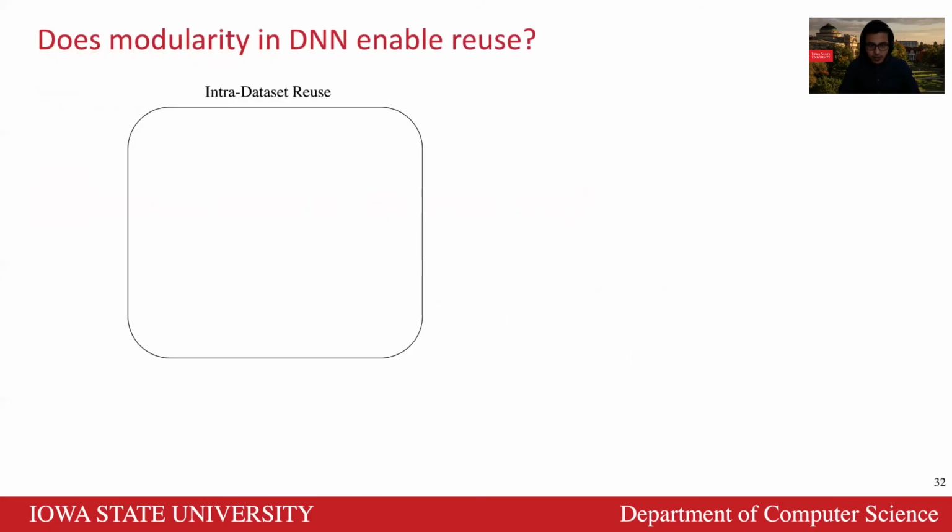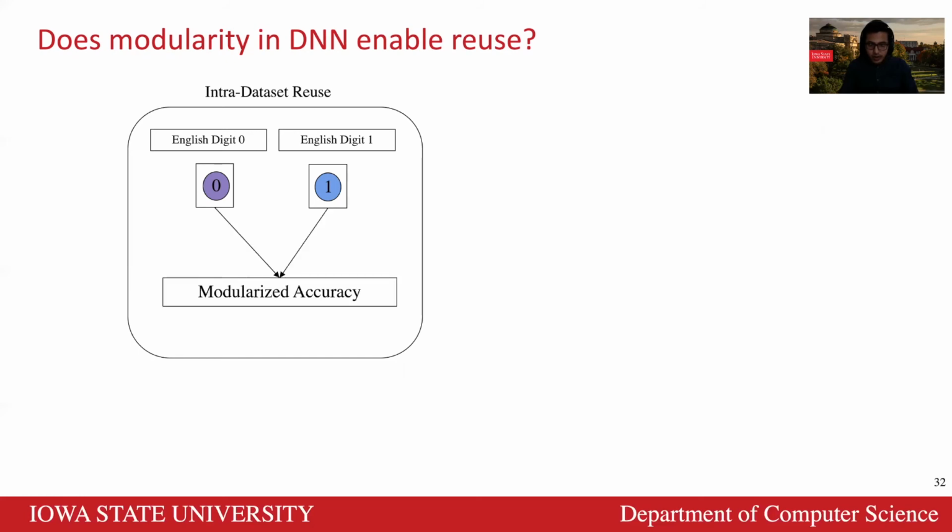In this research question, we validate whether fine-grained reuse can be achieved by utilizing the decomposed modules. We have two scenarios. First, intra-dataset reuse. In this scenario, we study two modules decomposed from the same DNN model and execute them in parallel to build a smaller problem and validate against the DNN model built with the dominant examples for the peak modules.